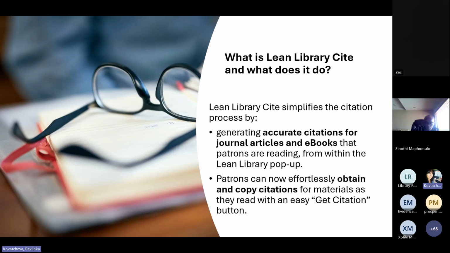So this is some more information on Lean Library site. It's generating accurate citations for journal articles and ebooks, and it appears as a Lean Library pop-up.